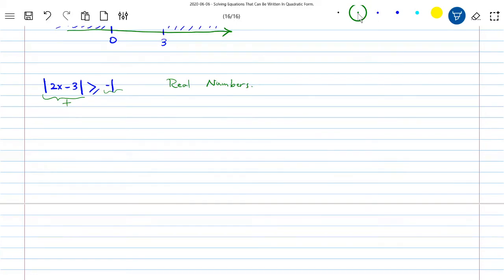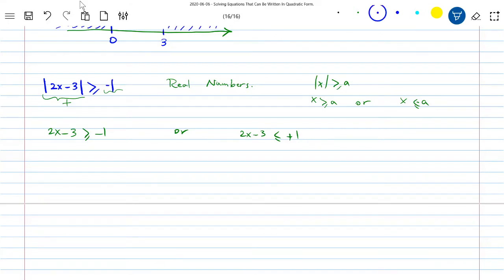So here, let's try it. If you remember, if you have an absolute value of some number x greater than or equal to a, then either x is greater than or equal to a, or x is less than or equal to negative a, sorry. So I can say here either 2x minus 3 is greater than or equal to negative 1, or 2x minus 3 is less than or equal to 1, positive. And this is an OR case.